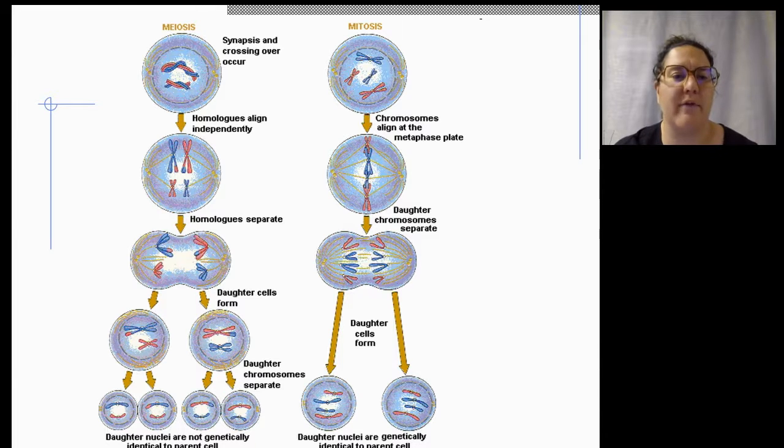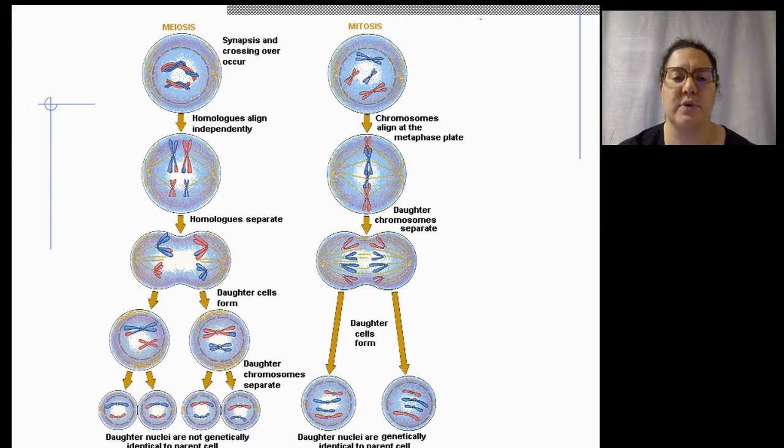So on the left, we have our meiosis. We have crossing over and synapse that occurs with our tetrads. Then the homologs align independently along the equatorial plate in metaphase 1. The homologs are going to separate in anaphase 1, and daughter cells that are haploid will form. Those haploid daughter cells are then going to go through meiosis 2 and divide into 4 genetically non-identical daughter cells.